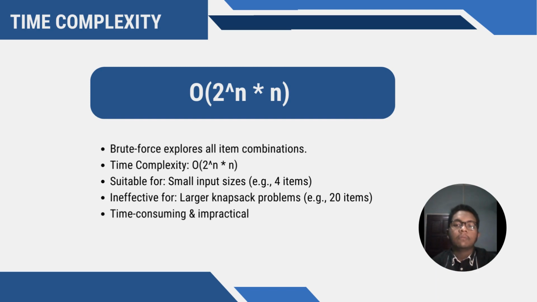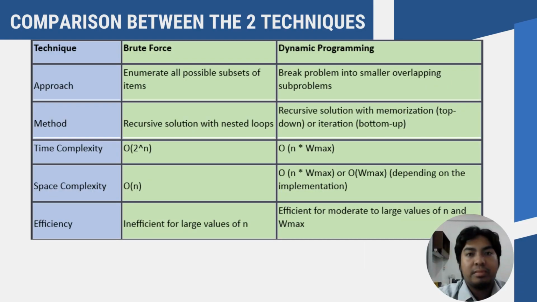complexity of the brute force approach is the product of the number of combinations and the time taken to evaluate each combination. So the time complexity for brute force is O(2^n × n). You can see the time complexity grows exponentially with the number of items n. This exponential growth makes the brute force approach highly inefficient for large instances of the knapsack problem, which is time consuming and impractical for large problems.